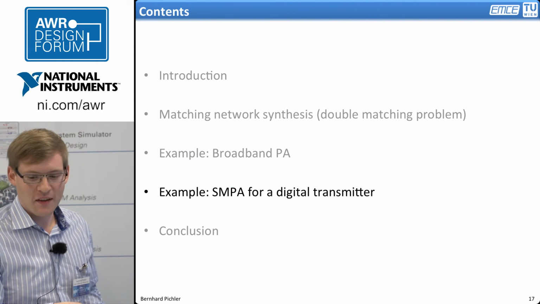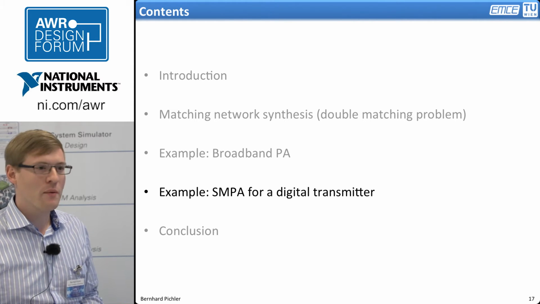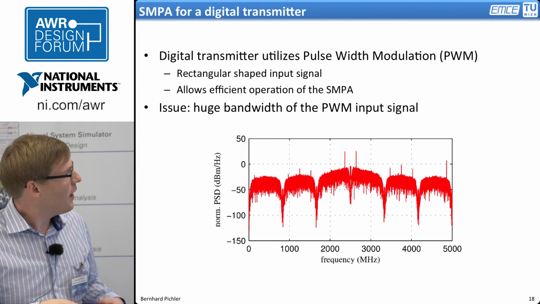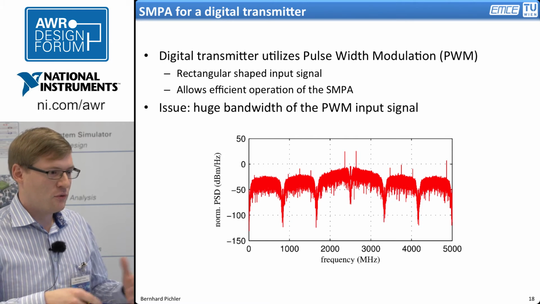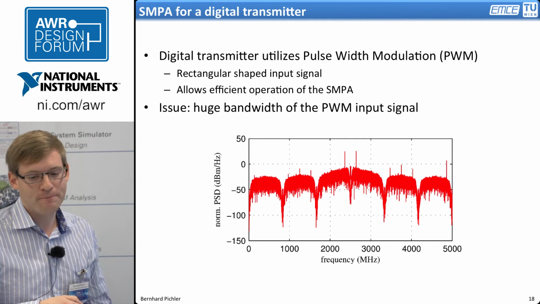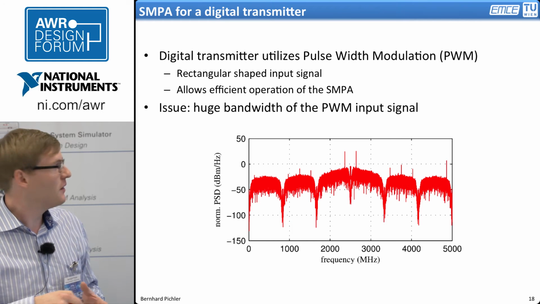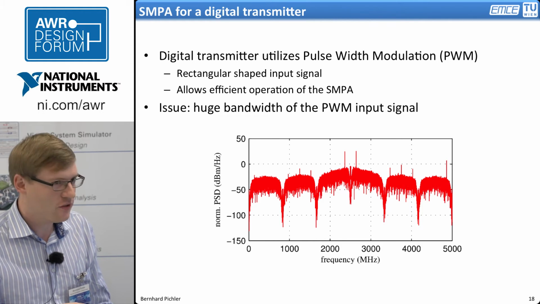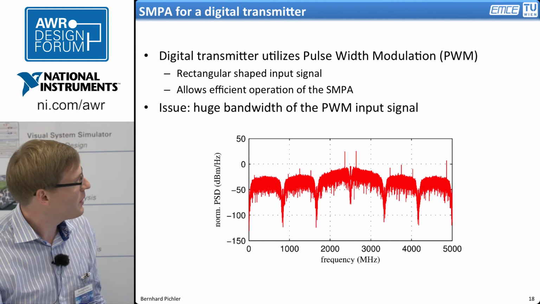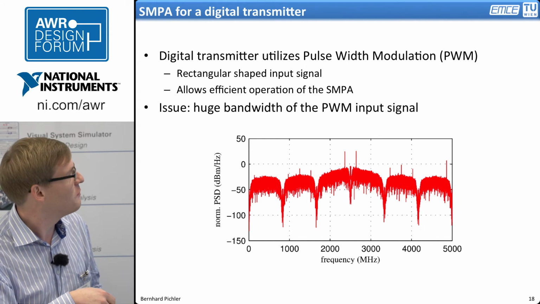So now, in the second example, I will show you a more sophisticated design topology, which is a power amplifier intended to be part of a digital transmitter. In a digital transmitter, if someone doesn't know how it works, you have a digital input signal. In our case, we generated this input signal with pulse width modulation, PWM. So you end up with a rectangular shaped input signal, which is very beneficial to exploit switch mode power amplifiers, so they can operate in a highly efficient manner.